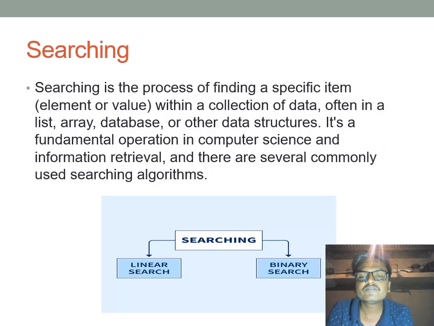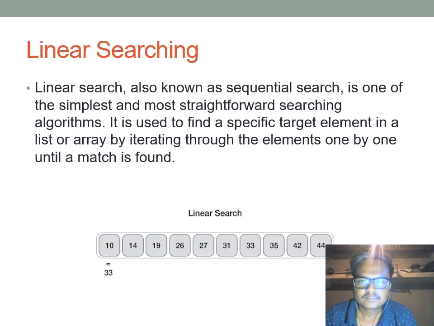Searching is a process of finding a specific item, also called an element or value, within a collection of data. Often it is in a list, array, database, or any other type of database. Searching is a fundamental operation in computer science and information retrieval. There are various types of searching algorithms. The two major ones are linear search and binary search. Let's start with linear searching.